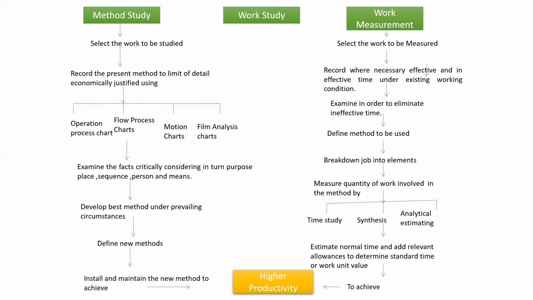Now we see the process of method study. First, as in work study, method study is also conducted. First, we identify a work and the method of doing that specified work, and we record. The second step is to record the present method, to the limit that is economically justified, using different flow charts and process charts. Based on that, we examine the facts and we develop the best method. We define the new method. We install and maintain the new method in the organization for improving productivity and for reducing the unnecessary movements in the organization, at the human resource level, equipment level, and material level.